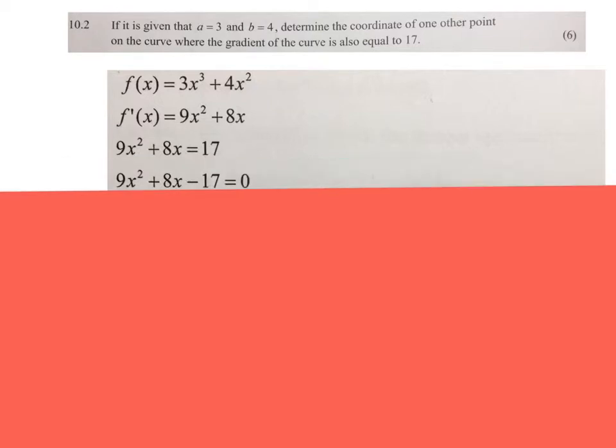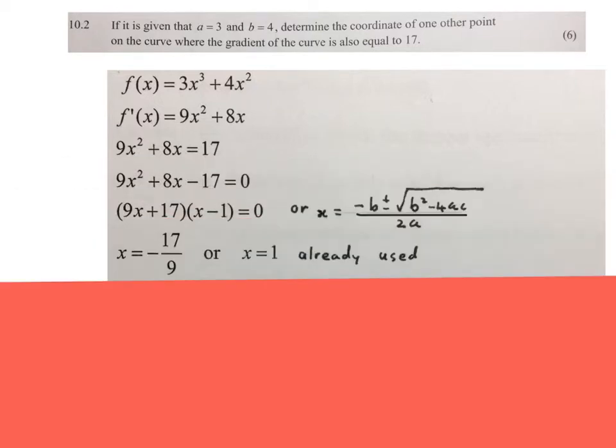Second part of the question, if it is given that a is 3 and b is 4, like we worked out, determine the coordinates of one other point on the curve where the gradient of the curve is also equal to 17. One way to answer it is to take the equation that we just worked out, work out the first derivative, because that is the formula for the gradient anywhere on that curve. Equate it to 17, because they told us that we want to find out where else the gradient is 17 on that curve. Put it in standard form. Then solve for x by either using the quadratic formula or factorizing. Then we get these two x values.